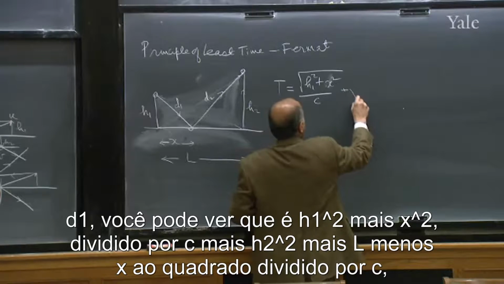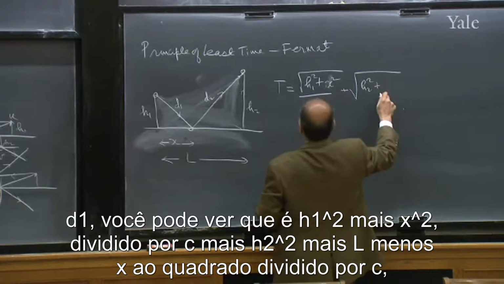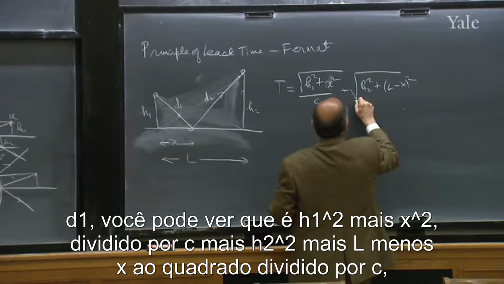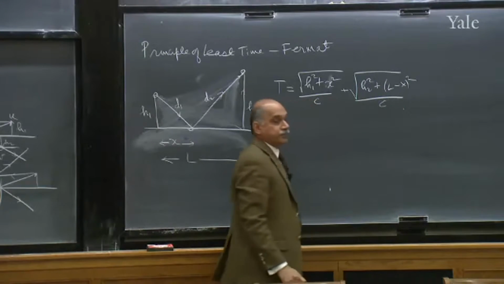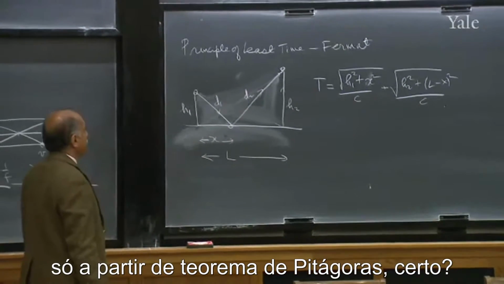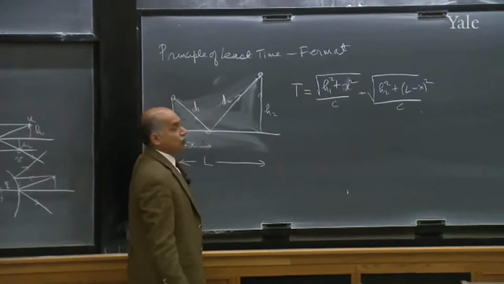square root of h1 square plus x square divided by c plus square root of h2 square plus (L minus x) square divided by c, just from Pythagoras theorem, right? It's d1 over c plus d2 over c.